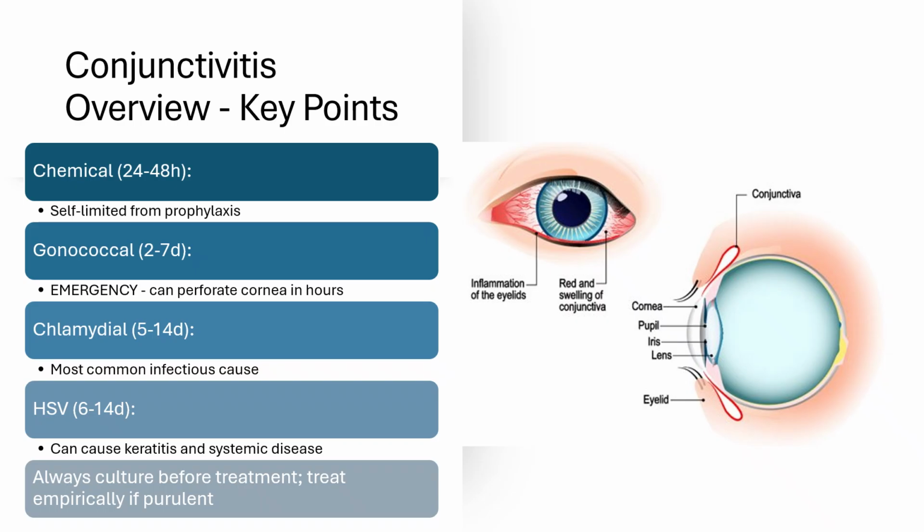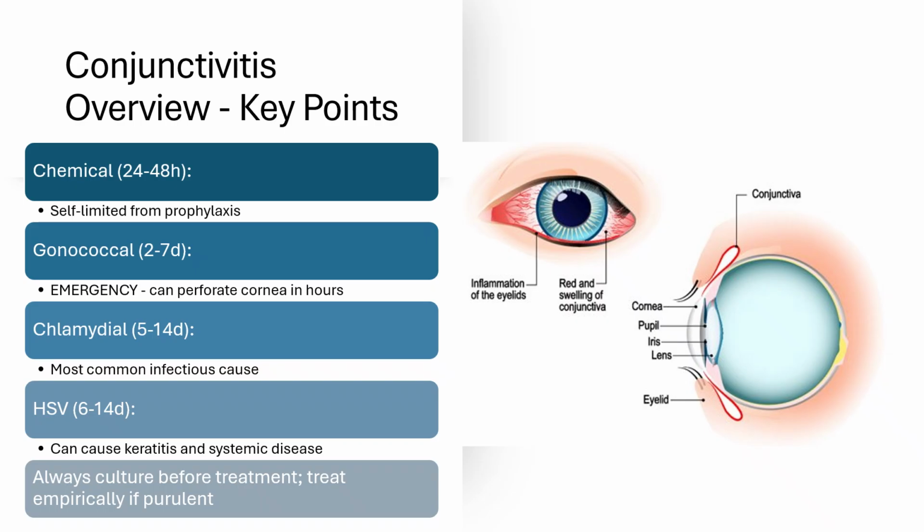HSV conjunctivitis presents between days 6 and 14 with vesicular lid lesions and keratitis. The cornea shows characteristic dendritic ulcers on fluorescein staining. These infants need immediate systemic acyclovir, as 70% with eye involvement develop disseminated disease.